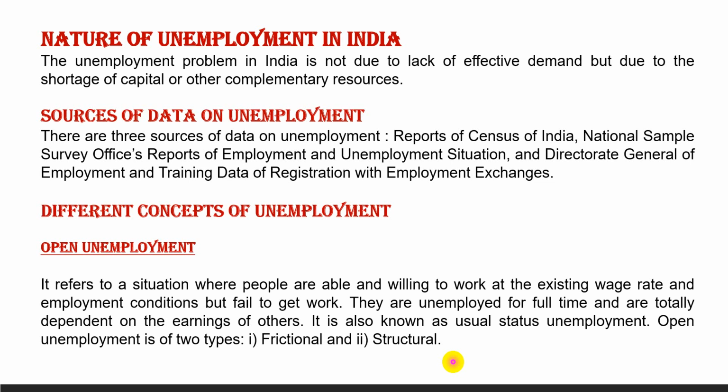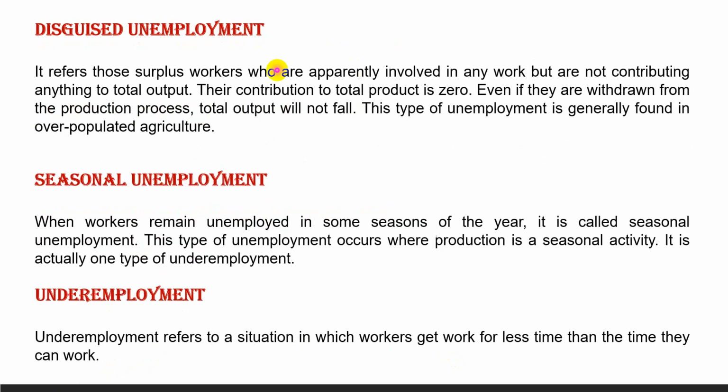Next is disguised unemployment. It refers to those surplus workers who are apparently involved in some work but are not contributing anything to total output. Their contribution to total output is zero. Even if they are withdrawn from the production process, total output will not fall. This type of unemployment is generally found in overpopulated agriculture.